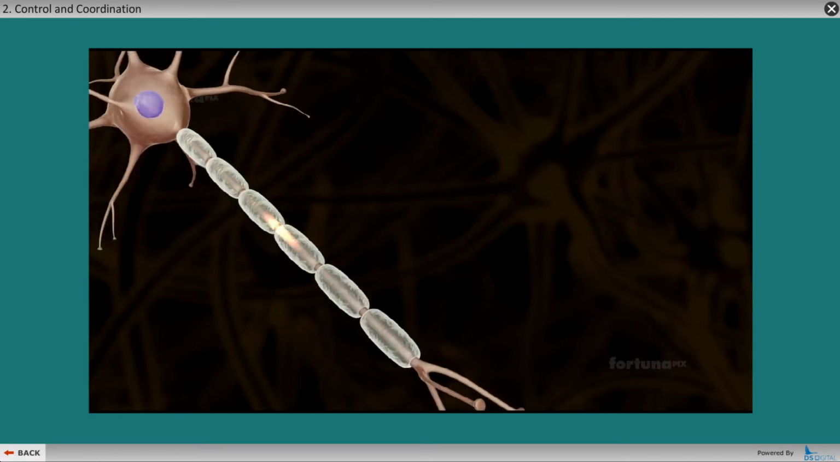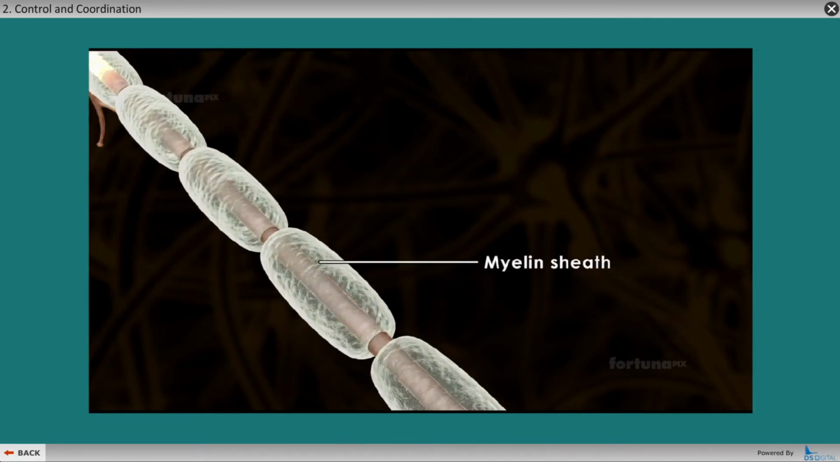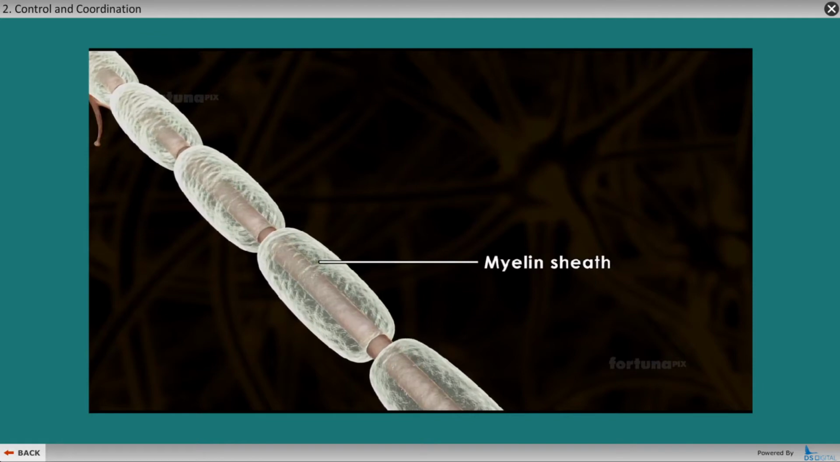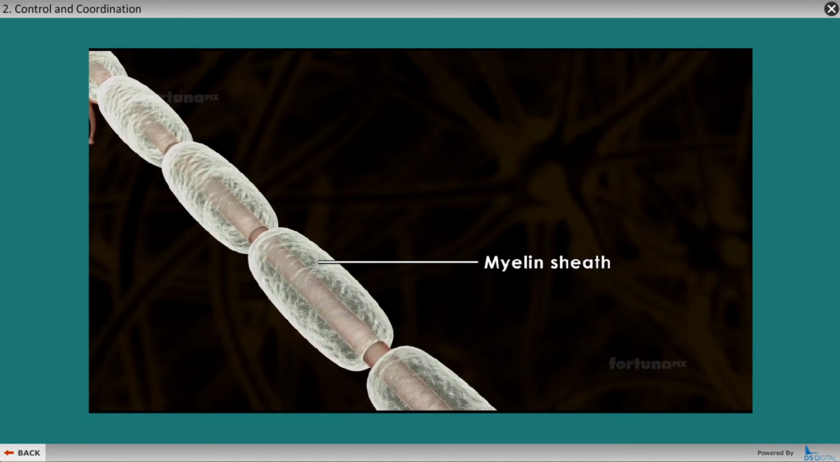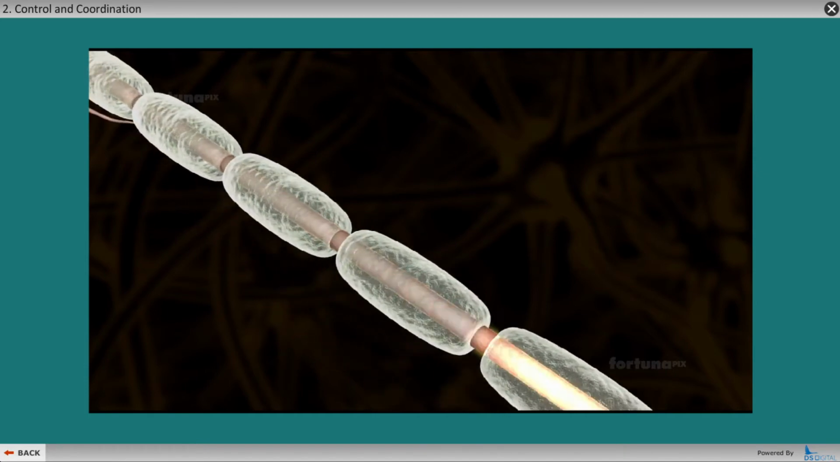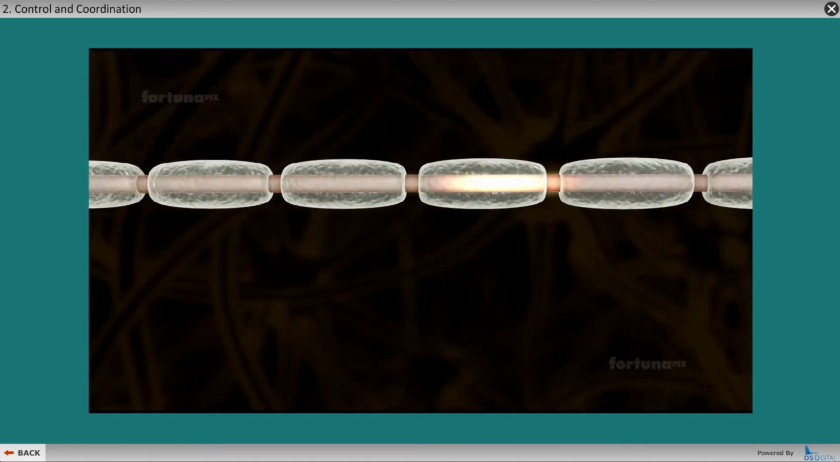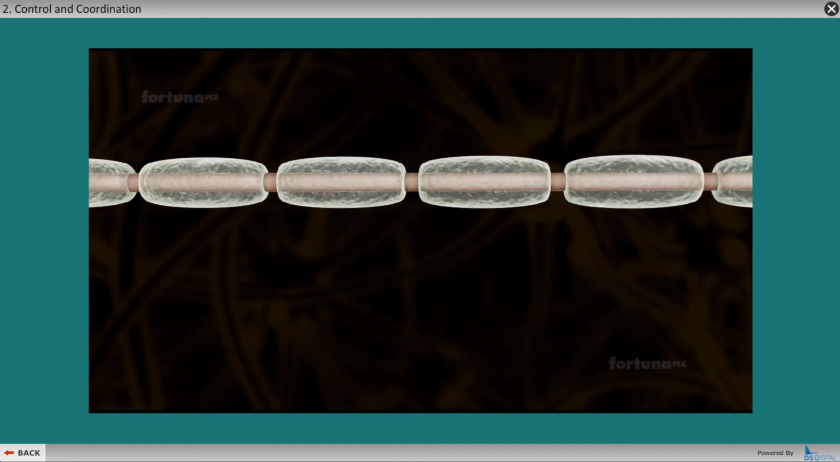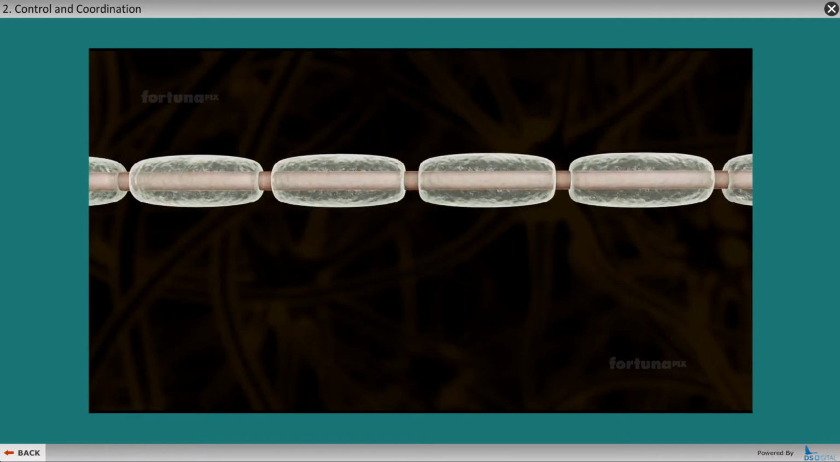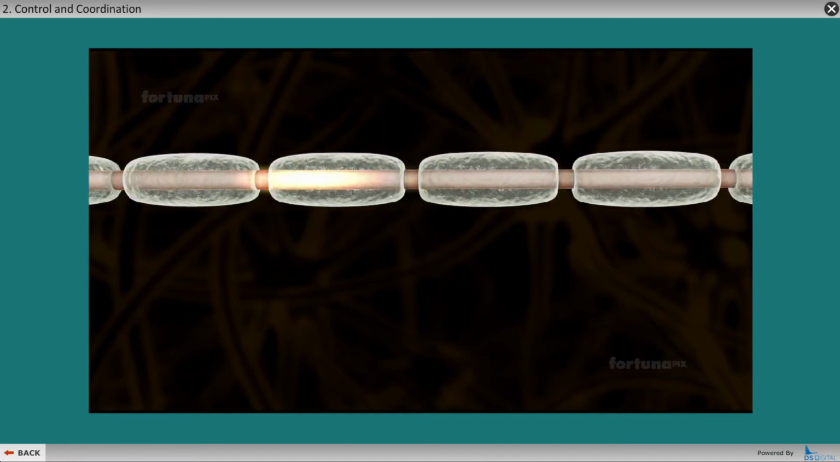A fatty white coat known as a myelin sheath usually covers longer axons. The sheath serves to insulate the axon. However, it is not continuous along its length. There are many gaps known as the nodes of Ranvier. These gaps allow electrical impulses to jump from one node to the next, thus increasing the speed of transmission.